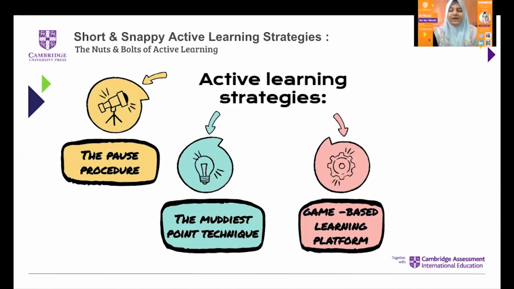The third one is game-based learning platform. This strategy adds depth and differentiation to the teaching and learning process. To name a few of the game-based learning platform, we have Kahoot, Quizzes, Khan Academy, Padlet, Quizlet, and Nearpod. I'm sure there's many more out there that many of us have tried out as well.